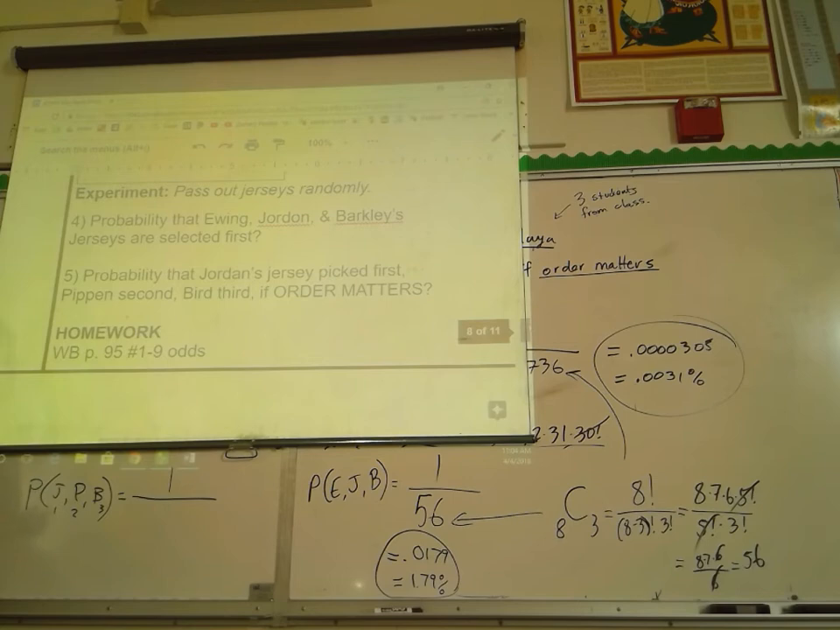So we're going to go ahead and make it brighter in here. Maybe this will work. It actually just makes it glare. Awesome.